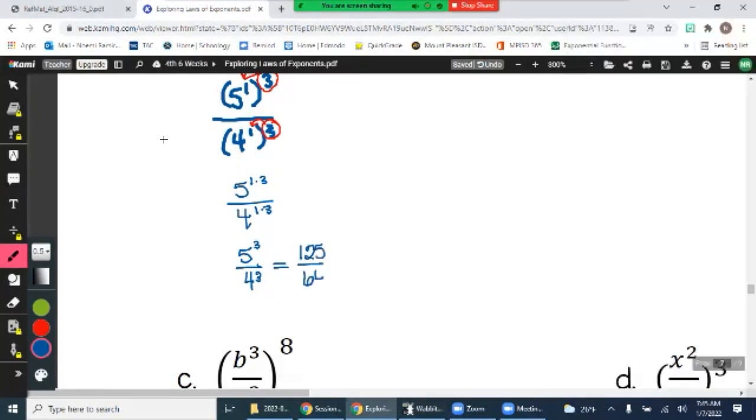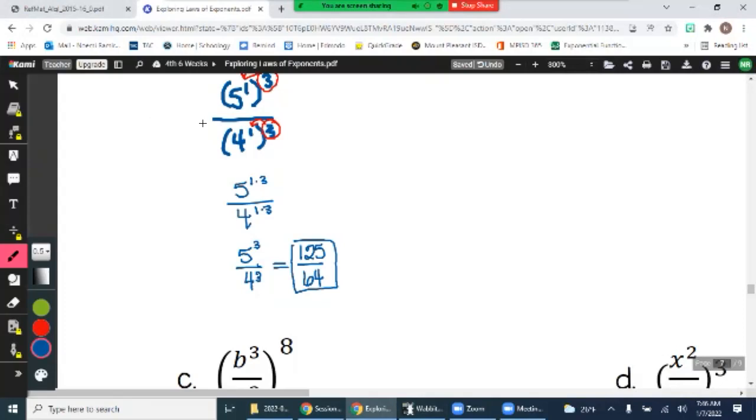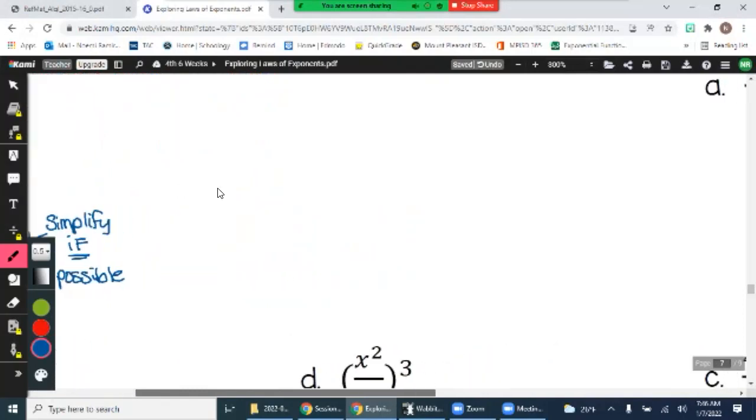So 125 over 64. Now remember, you always want to simplify these fractions if possible. So Alpha Y equals 125 over 64, and it remains the same. So this actually becomes my final answer. Simplify if possible. Since we are dealing with fractions, simplifying, reducing is going to be a big thing here.